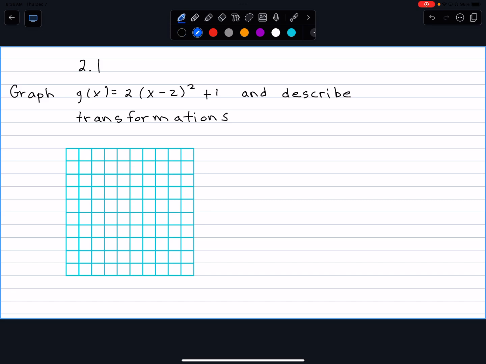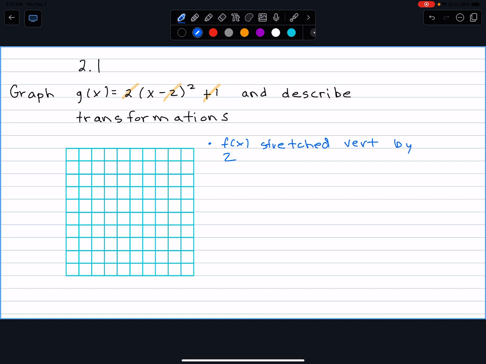For this one, there are three transformations that are taking place. We've got this 2 out in front, we've got this, and we've got this. So we're going to start with our stretch or shrink. In this case, the 2 out in front is a vertical stretch. So we're going to say f of x stretch vertically by 2. Okay, remember we talked about stretches and shrinks first.